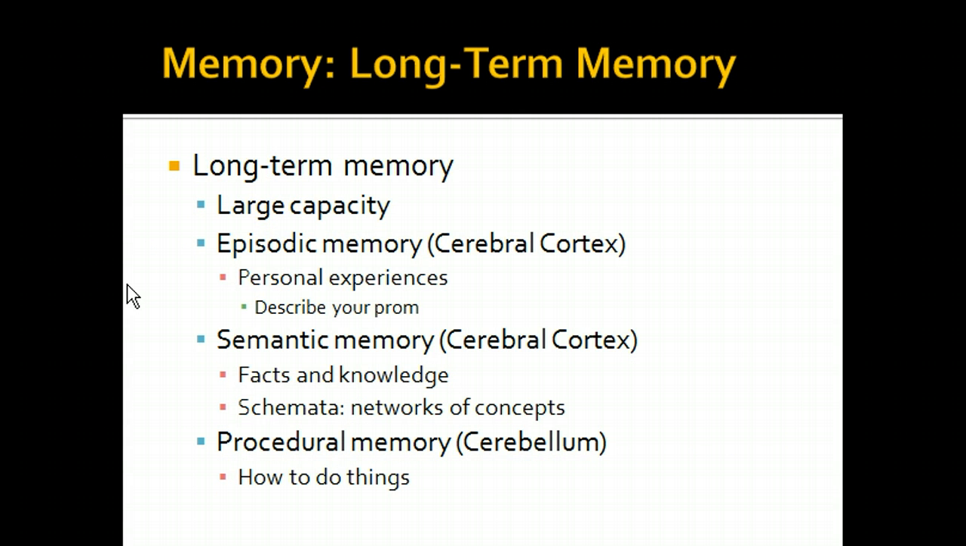So once you move something from short-term memory to long-term memory, then you remember it for a much longer period of time. We have a very large capacity of long-term memory. In fact, research says that we don't even live long enough to fill up our long-term memory. And there are 3 types of long-term memory. There's episodic, semantic, and procedural. Episodic memories and semantic memories are both stored in your cerebral cortex, and procedural memories are stored in your cerebellum. Episodic memories are those where you've had a personal experience and you kind of think back and you can describe lots of things about that experience. So for instance, your high school prom.